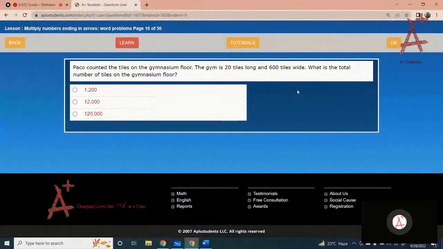Okay, the next one is Pecco counted the tiles on the gymnasium floor. The gym is 20 tiles long and 600 tiles wide. What is the total number of tiles on the gymnasium floor? So you have to do 600 times 20. So multiply the digits. 2 times 6 is 12, and collectively you have 3 zeros, so it makes 12,000, isn't it? Yes, so select the correct option and click on the OK button.